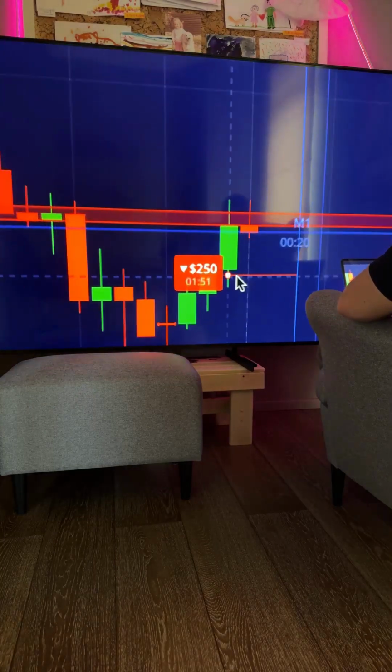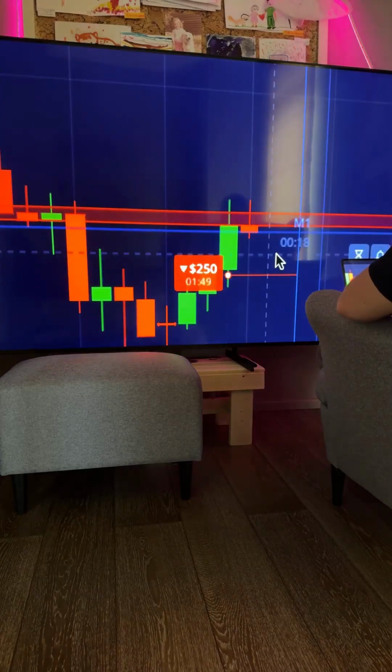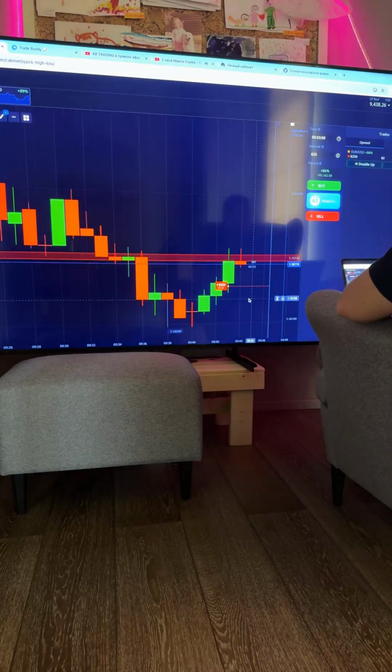Most likely you entered a bit higher. 1 minute and 50 seconds left. We're waiting for a downward movement here, a move to the downside.